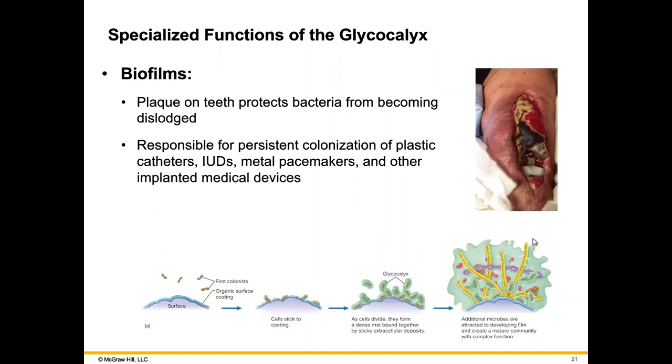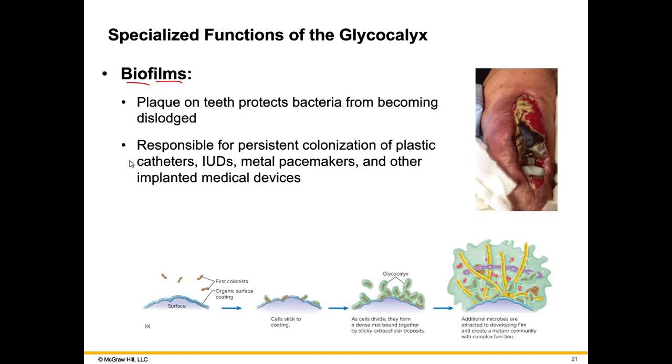Now this is also important because it allows organisms that have a glycocalyx to form biofilms. If we break that down, biofilm is living thing and film. When it says film, it's not talking about the movies. We're thinking of a film, a sheet of something that's covering it. For example, plaque on your teeth is an example of a biofilm. The plaque on teeth protects bacteria from becoming dislodged.